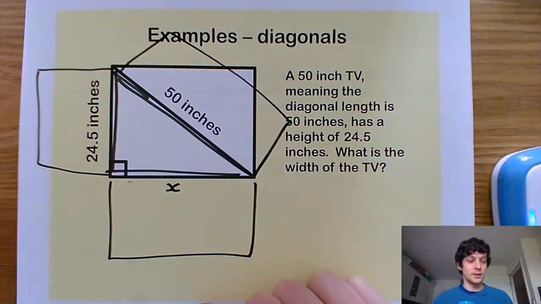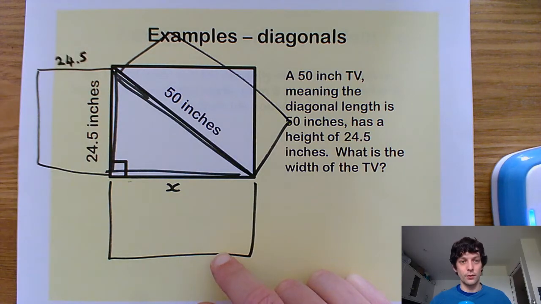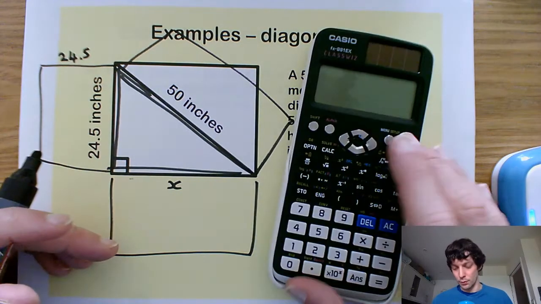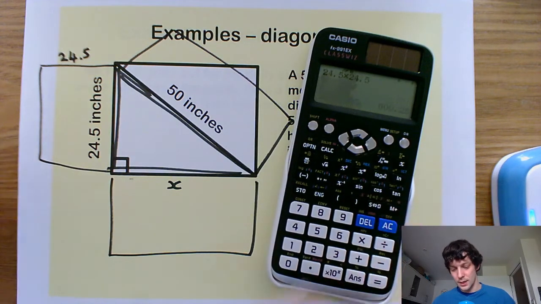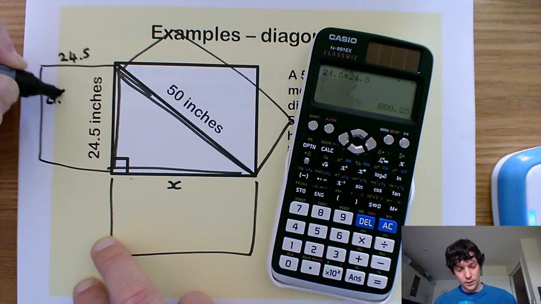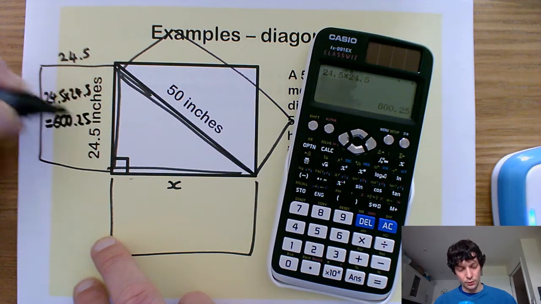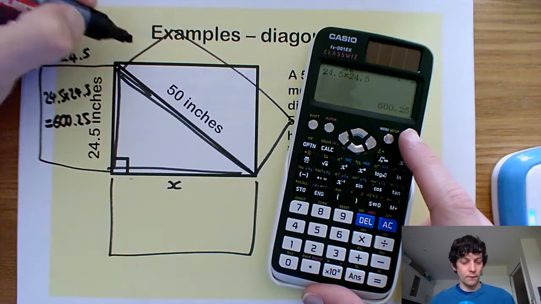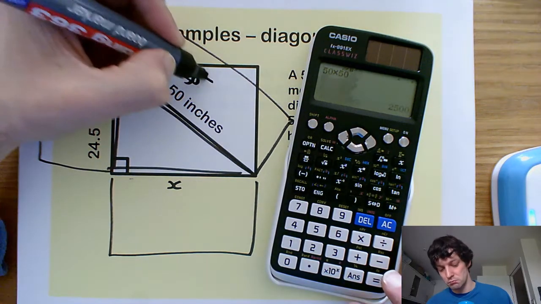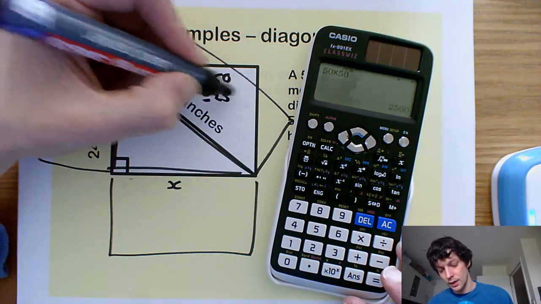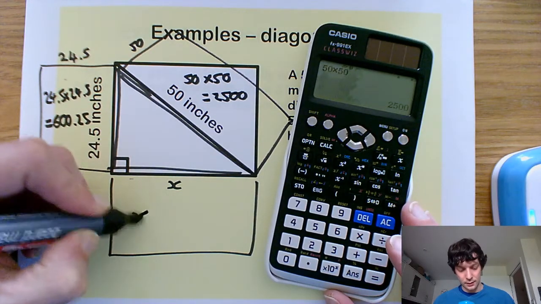So my next step is to find out what the area of all my squares are. So here we've got a 24.5 by 24.5 square. So 24.5 times 24.5 is 600.25. Here, that's 50 by 50, which I can actually do off the top of my head, but let's just make sure I'm checking on the calculator. It's 2,500, and this square would be x times x, so that's x squared.